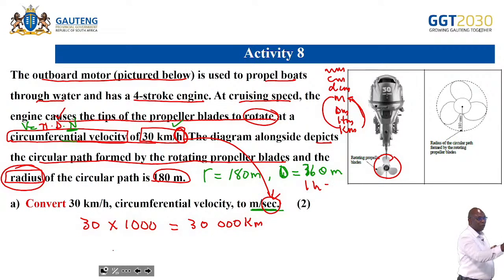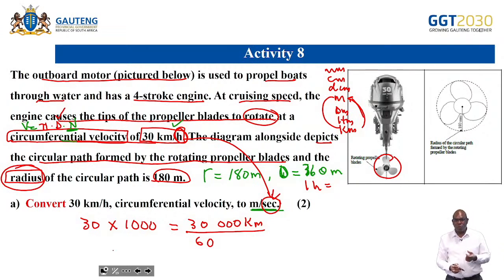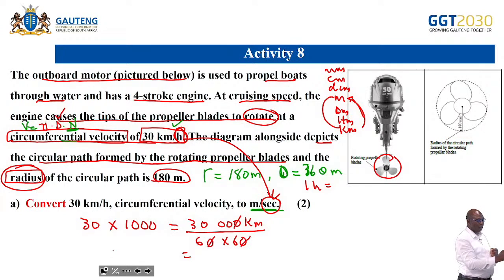I want to change my 1 hour to seconds. For me to change my hour to minutes, it's 60 minutes, so I'm going to divide it by 60 if I change it to minutes. But for me to change it to seconds, I must also divide it by 60. So I'm going to have 30,000 divided by 3,600. If I divide, these zeros will cancel out.